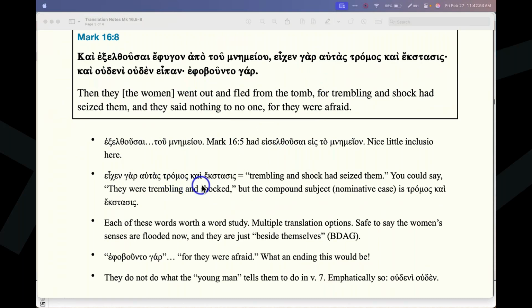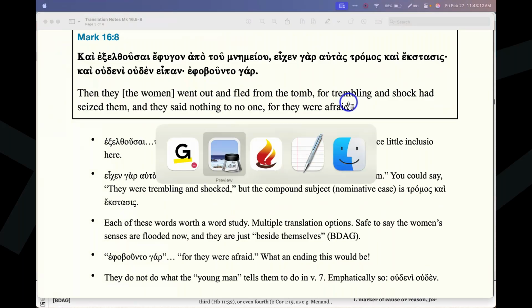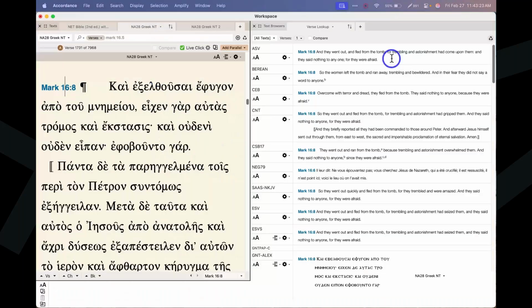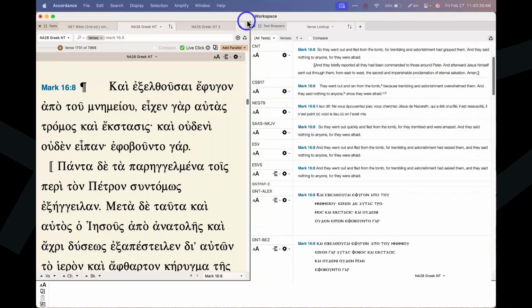You could say they were trembling and shocked. The compound subject, as I noted, is in the nominative case. It's tromos kai ekstasis. I've just tried to preserve that here. If this feels like awkward English to you, I think you'd be perfectly justified in saying they were shocked and terrified, or however you translate that. Some translations make that move, in fact. Of course, in the Authorized Version of the King James, they're going to keep it a little closer to the Greek: for trembling and astonishment had come upon them. But you've got here, like the Common English Bible, overcome with terror and dread. Here it's just adjectives, trembling and bewildered.